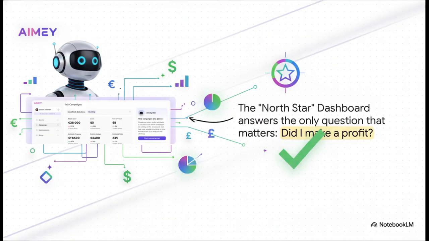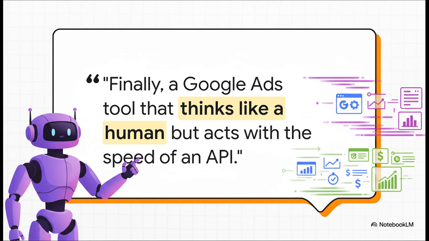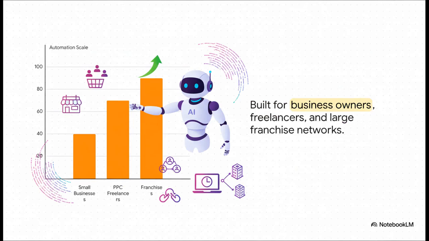And you're not going to have to sift through 50 columns in a spreadsheet to see it either. The North Star dashboard cuts through all the industry jargon. It shows you your investment, your results, and your ROI. It just answers that one simple question: did I make a profit? This quote, I think, just sums it up perfectly. It really captures the essence of what this is all about, combining human-like strategic thinking with the relentless speed and precision of a machine.